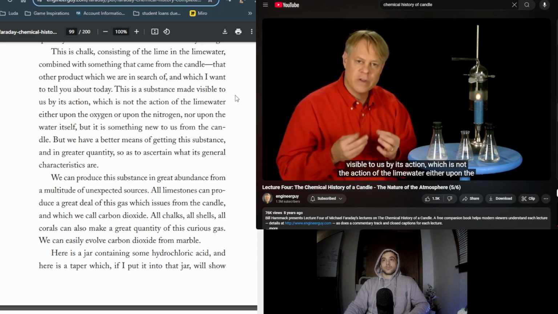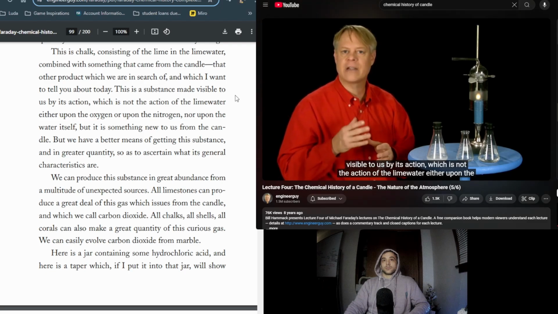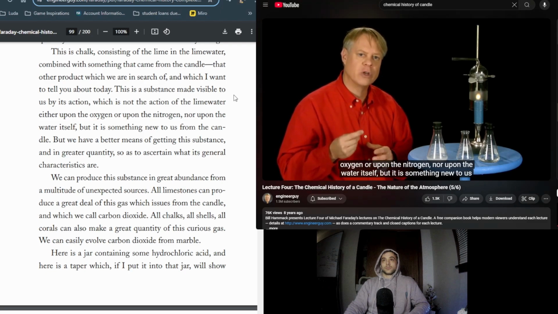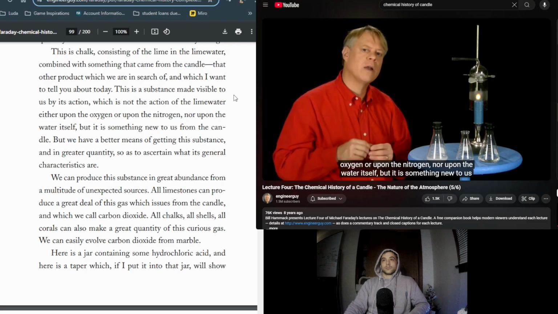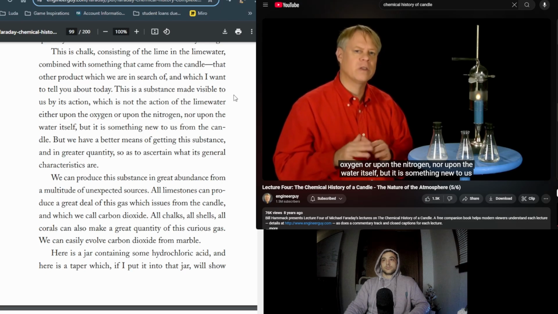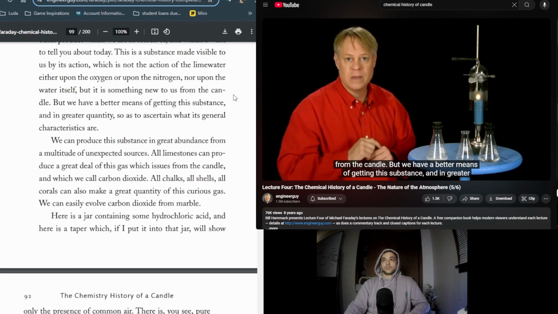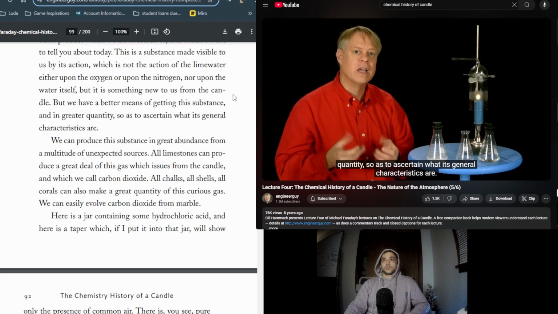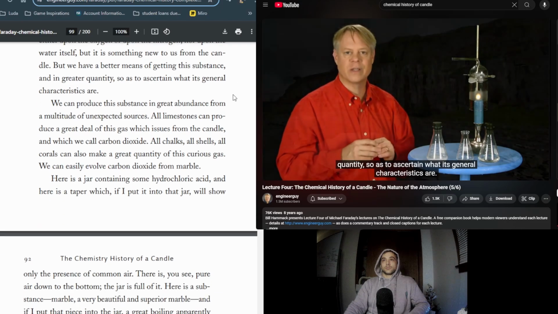This is a substance made visible to us by its action, which is not the action of the lime water either upon the oxygen or upon the nitrogen, nor upon the water itself, but it is something new to us from the candle. But we have a better means of getting the substance and in greater quantity so as to ascertain what its general characteristics are.